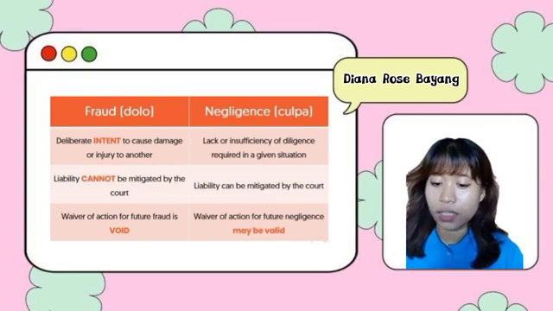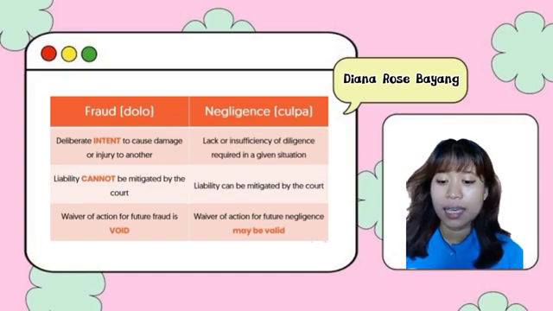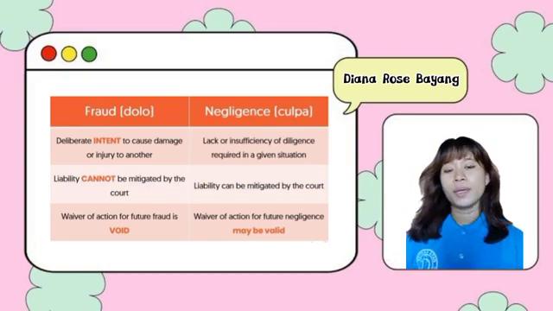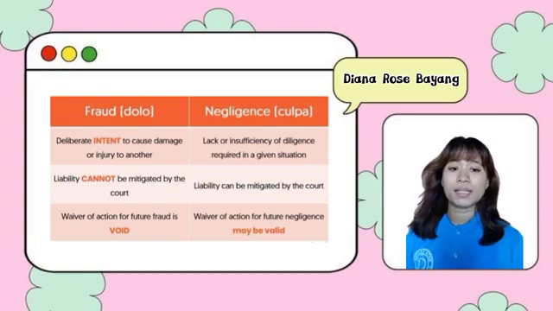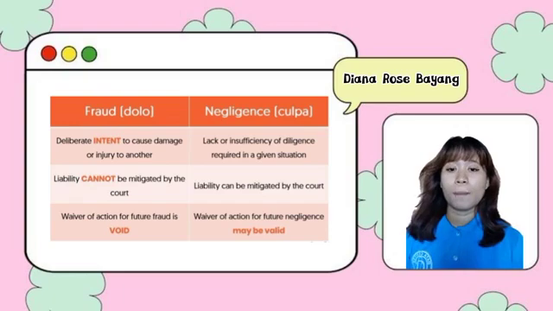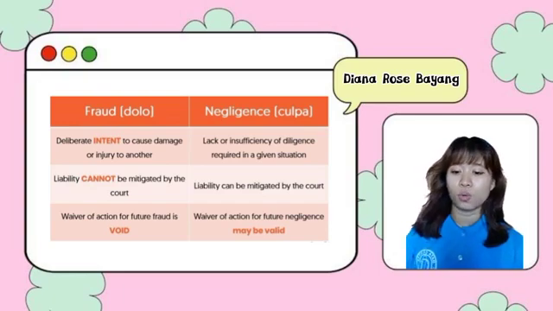So the second one is fraud liability cannot be mitigated by the court, while in negligence, liability can be mitigated by the court. So, mitigated means mababawasan. So, fraud, hindi siya pwedeng mabawasan sa korte. While in negligence, can be mitigated but it depends on the situation or kung gaano kabigat yung sitwasyon.